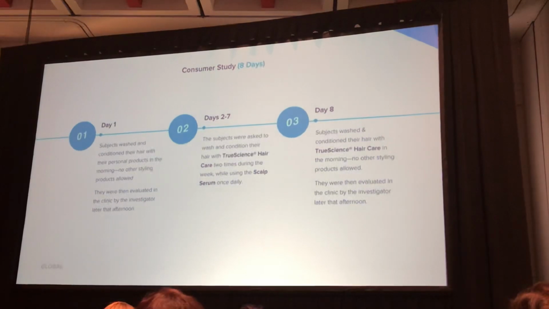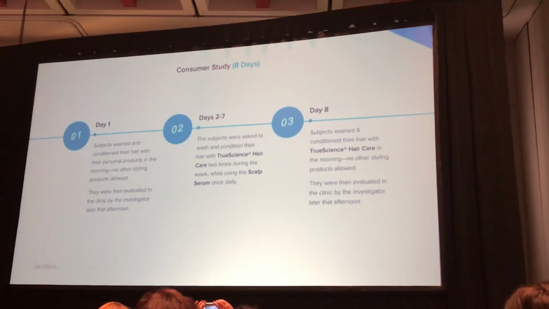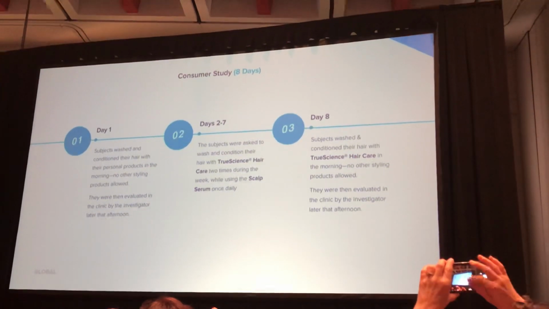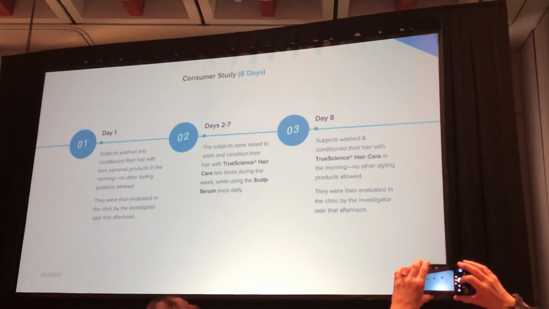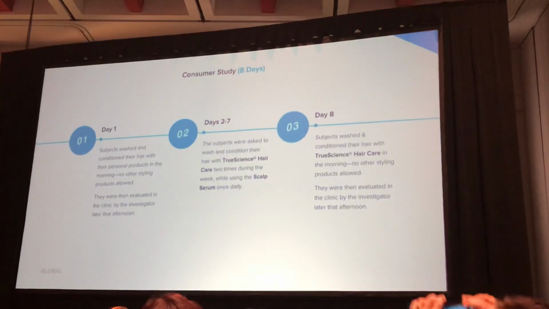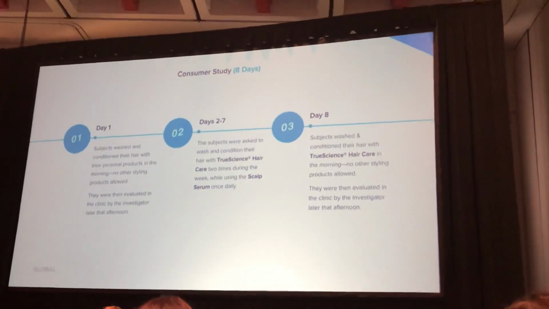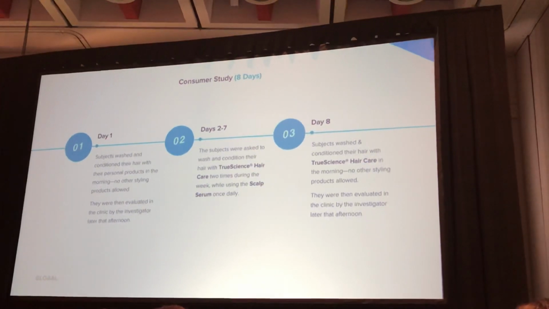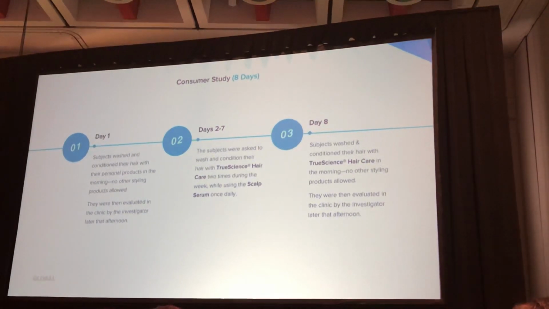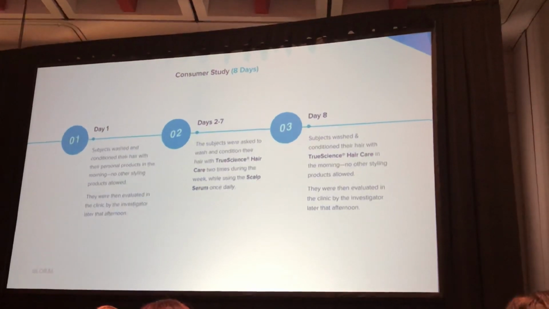We had a panel of 50 women: 2 African American, 2 Asian, 8 Hispanic, and the rest Caucasian. They were asked on Monday morning at home to wash their hair with their own shampoo and conditioner, and not to use any styling product.